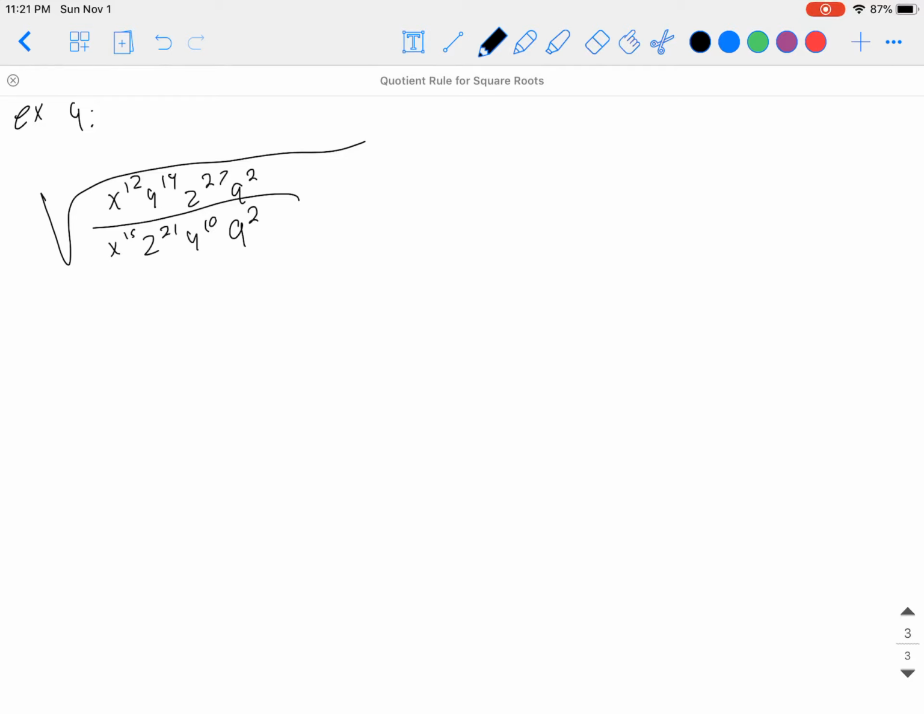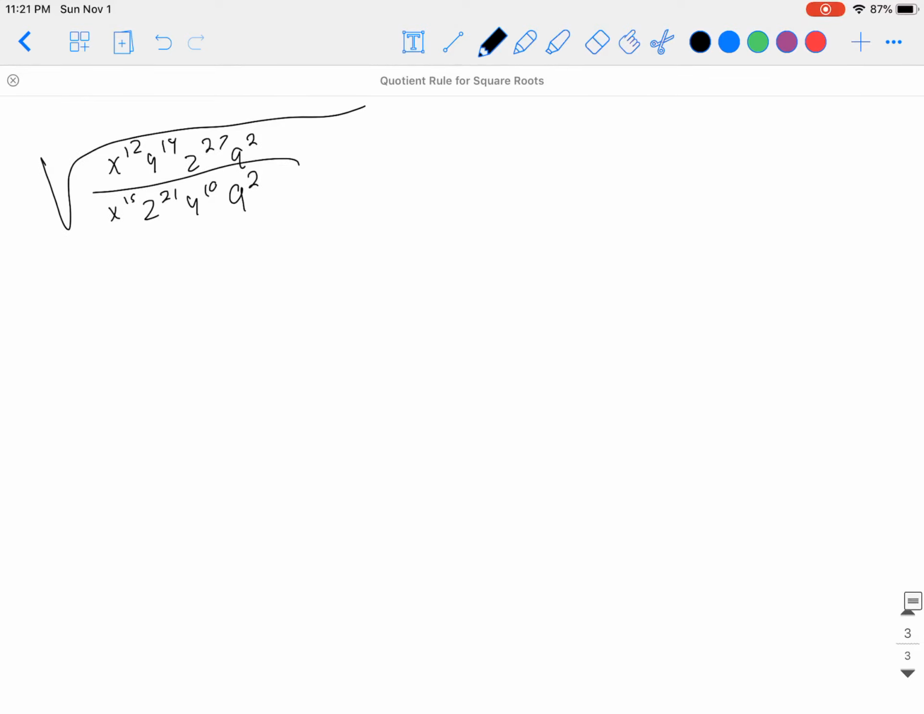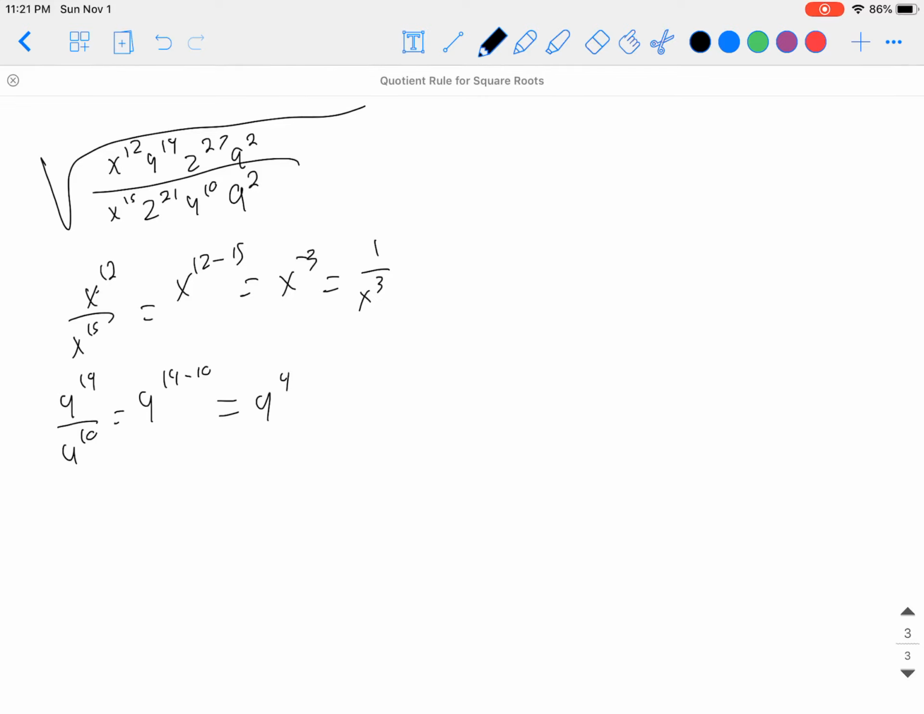Alright, so where previously we could not simplify anything inside the square root, we can this time. So first, let's take the x to the 12th over x to the 15th, and again, using rules we discussed in previous videos, this is x to the 12th minus 15 equals x to the negative third equals 1 over x cubed. If we move on to the y term, we have y to the 14th over y to the 10th equals y to the 14th minus 10 equals y to the 4th.